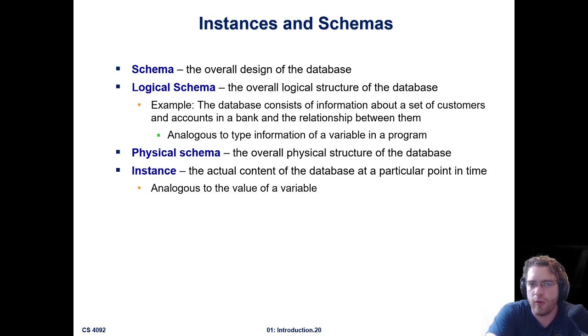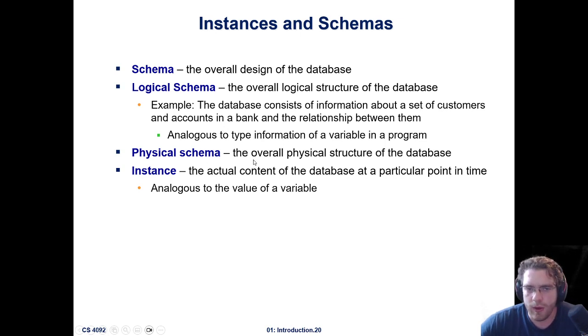Okay, cool. So when we're actually taking a look at this view of this data, we can look at the schema, which is our overall design of the database. So that's going to be your huge relationship there. You have the logical schema, which talks about how we actually go about this database. The example we have here is sets of customers and accounts in a bank, and how do we have a relationship between the customer and those accounts? There are two analogies we can use here. This is analogous to the type of information of a variable in a program. So this might be a string or an int. You can kind of think of it that way.